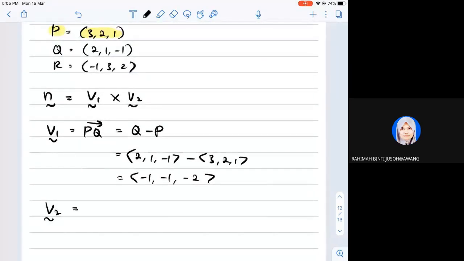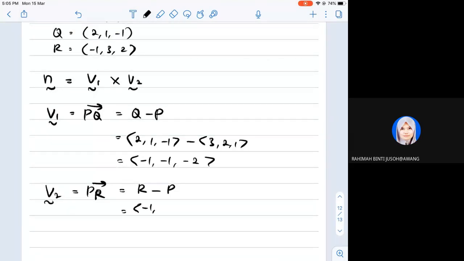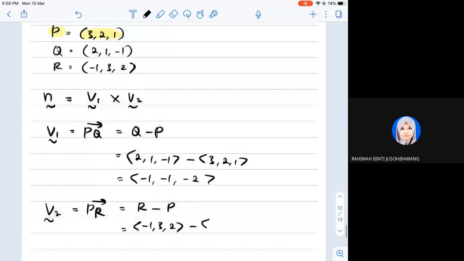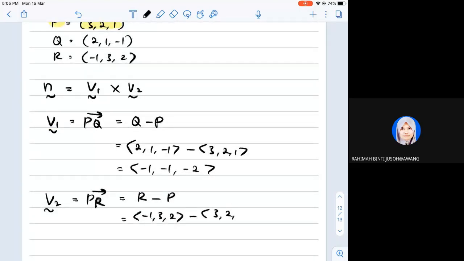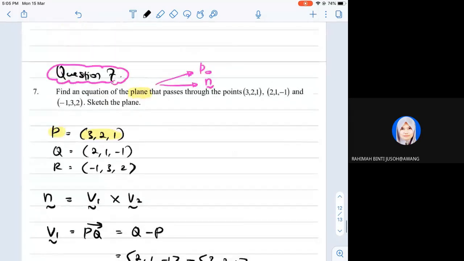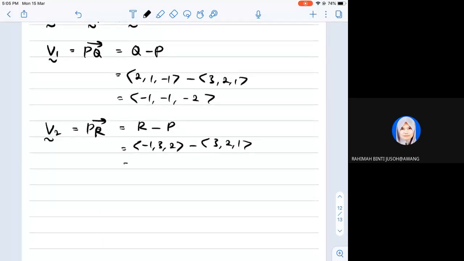Okay, next we find PR. The parallel vector from P to R. So R minus P. So R we have negative 1, 3 and 2 minus coordinate P, which is 3, 2, 1. So we will have negative 1 minus 3 should be negative 4.